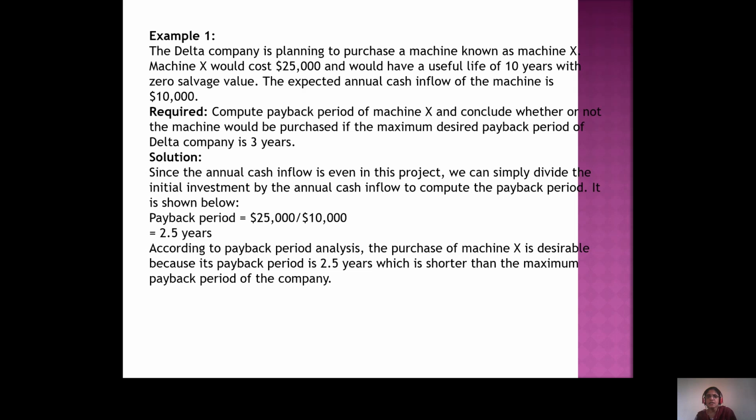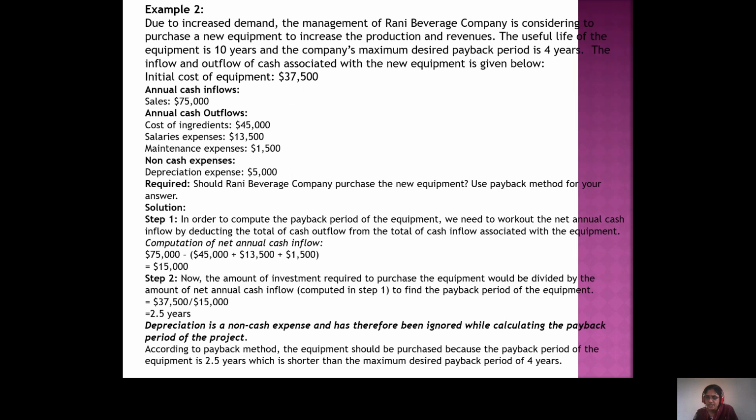Another example: with increased demand, the management of Rani Beverage Company is considering purchasing new equipment to increase production and revenues. The useful life of the equipment is 10 years, and the company's maximum desired payback period is 4 years. The inflow and outflow of cash associated with the new equipment is given below.